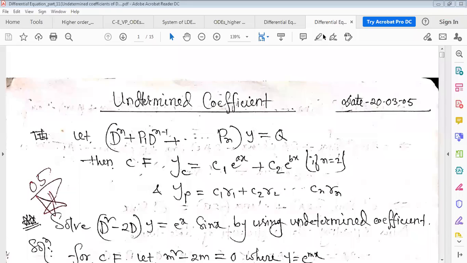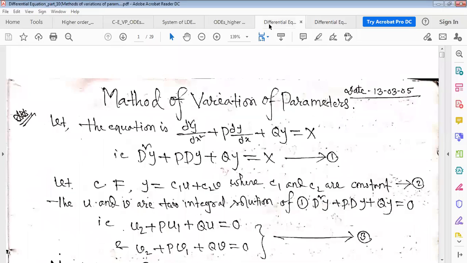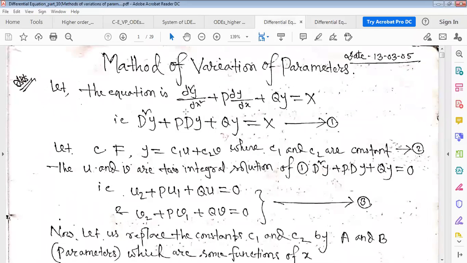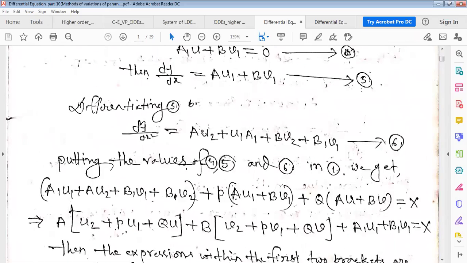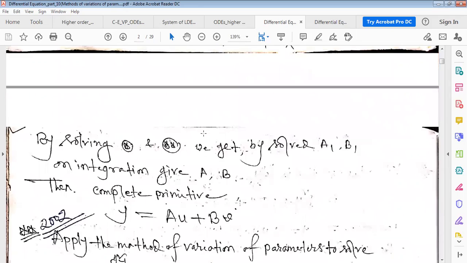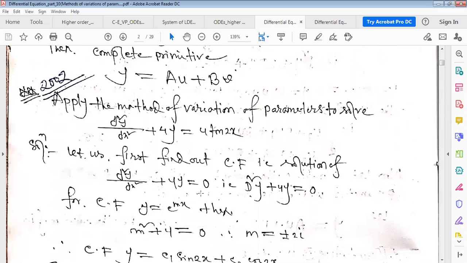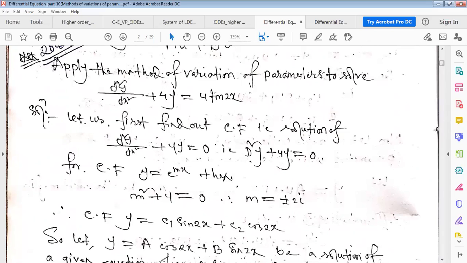So this is the variation of parameters method. Actually this is the standard form of second order linear differential equations that are non-homogeneous, right? Because the right hand side is not 0. So we developed a theory in the previous section on how to find the particular solution by the variation of parameters method. After solving we get the complete primitive, A u plus B v, as the complete solution. Now apply the method of variation of parameters to solve this second order non-homogeneous linear differential equation.